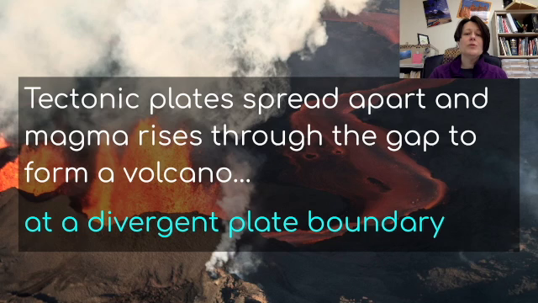Now, the two types of plate boundaries where we tend to find this are divergent plate boundaries and convergent plate boundaries. So, tectonic plates spread apart and magma rises through the gap to form a volcano at a divergent plate boundary. And these types of eruptions tend to be very gentle because you just have the spreading of the plate and the magma oozing up to the top in the gap that is created.